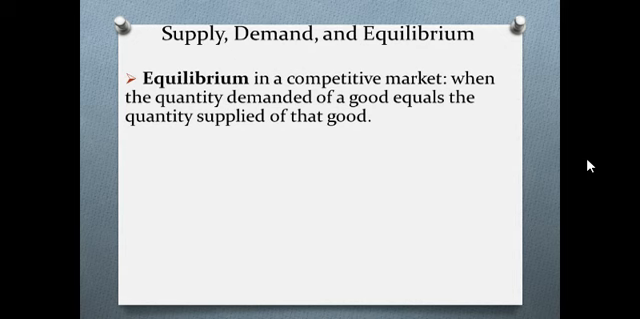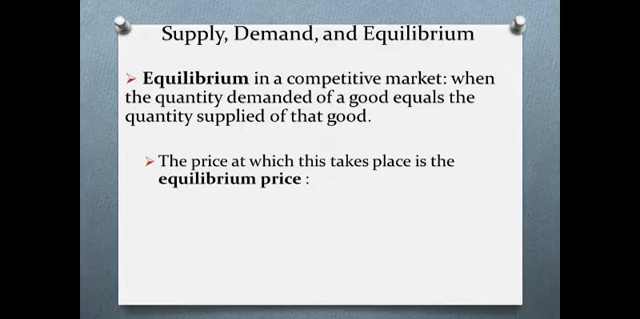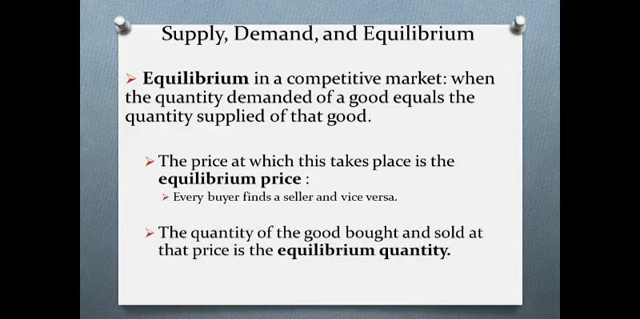So, supply and demand equilibrium. Equilibrium in a competitive market is when the quantity demanded of a good equals the quantity supplied. All things being equal, if you just leave things alone, consumers and producers will settle on a price just via the invisible hand. If the price is too high, the invisible hand will force that price down, or that producer will go out of business. Okay, if the price is too cheap, then it's going to force that price up and force consumers to either pay more for the good or not buy it. The price at which this idea takes place is the equilibrium price. Okay? Every buyer finds a seller and vice versa. The quantity of the good bought and sold at that price is the equilibrium quantity.